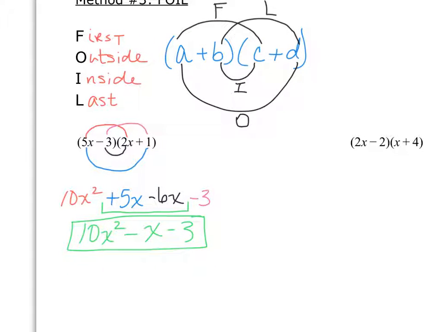All right. So we've got the next problem I want you to try. 2x minus 2 times x plus 4. I want you to solve this one using the FOIL method. 2x minus 2 times x plus 4.